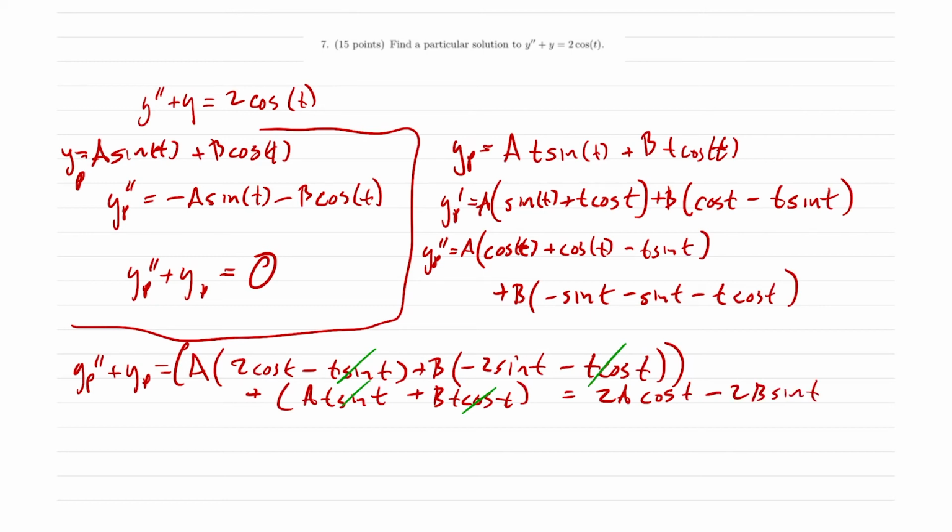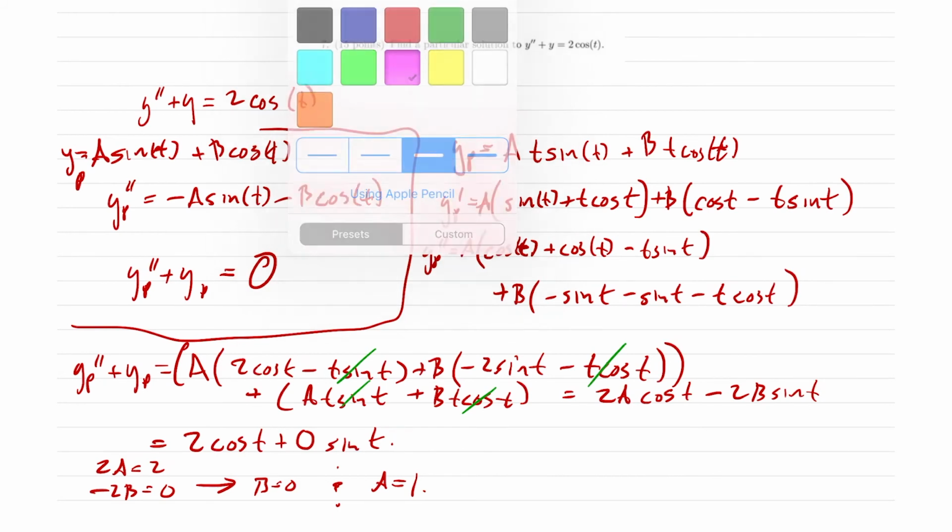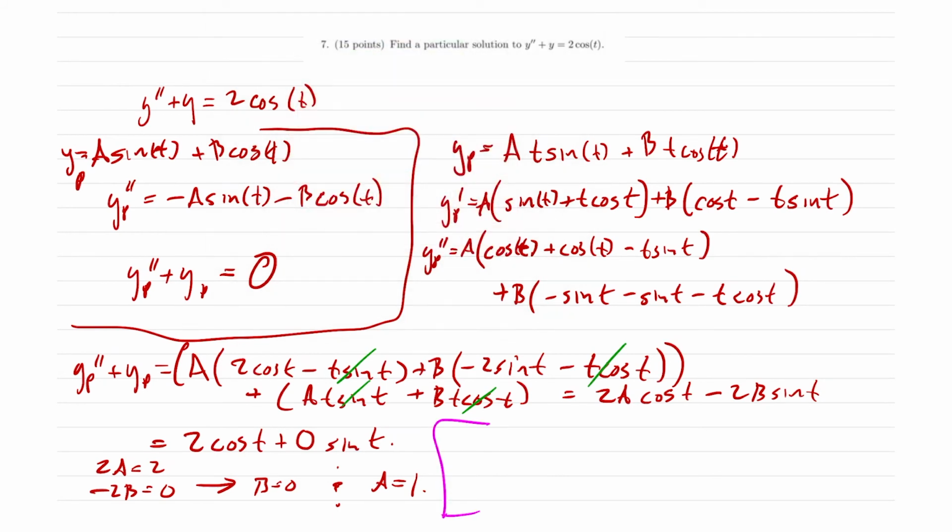And now taking this guy and putting it on the right hand side, we see that this should be equal to 2 cosine of t plus 0 sine of t. Right, so that gives us equations. So on cosine we get 2a should be equal to 2, and on sine we get minus 2b should be equal to 0. So it tells us that b is equal to 0 and a is equal to 1. So our solution, let's do it in purple, pink, whatever you like, y sub p should be equal to where we put in a and b here.